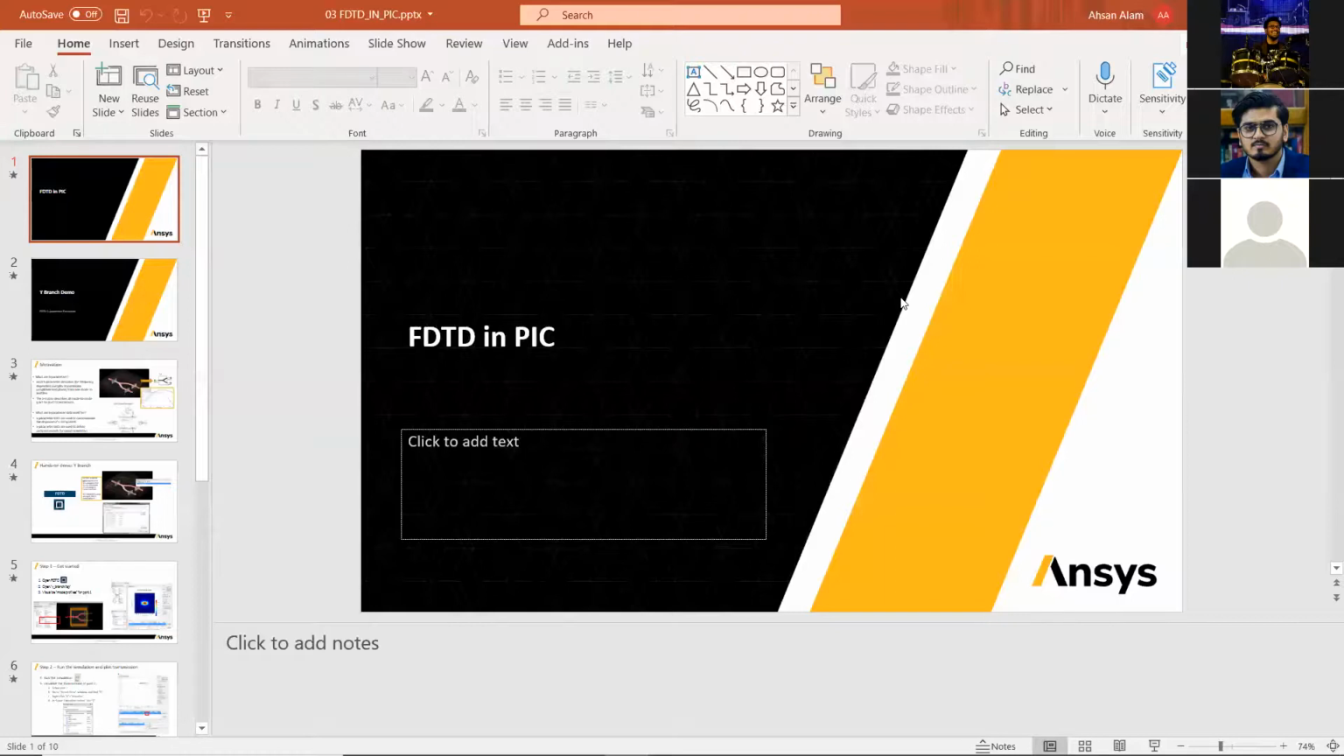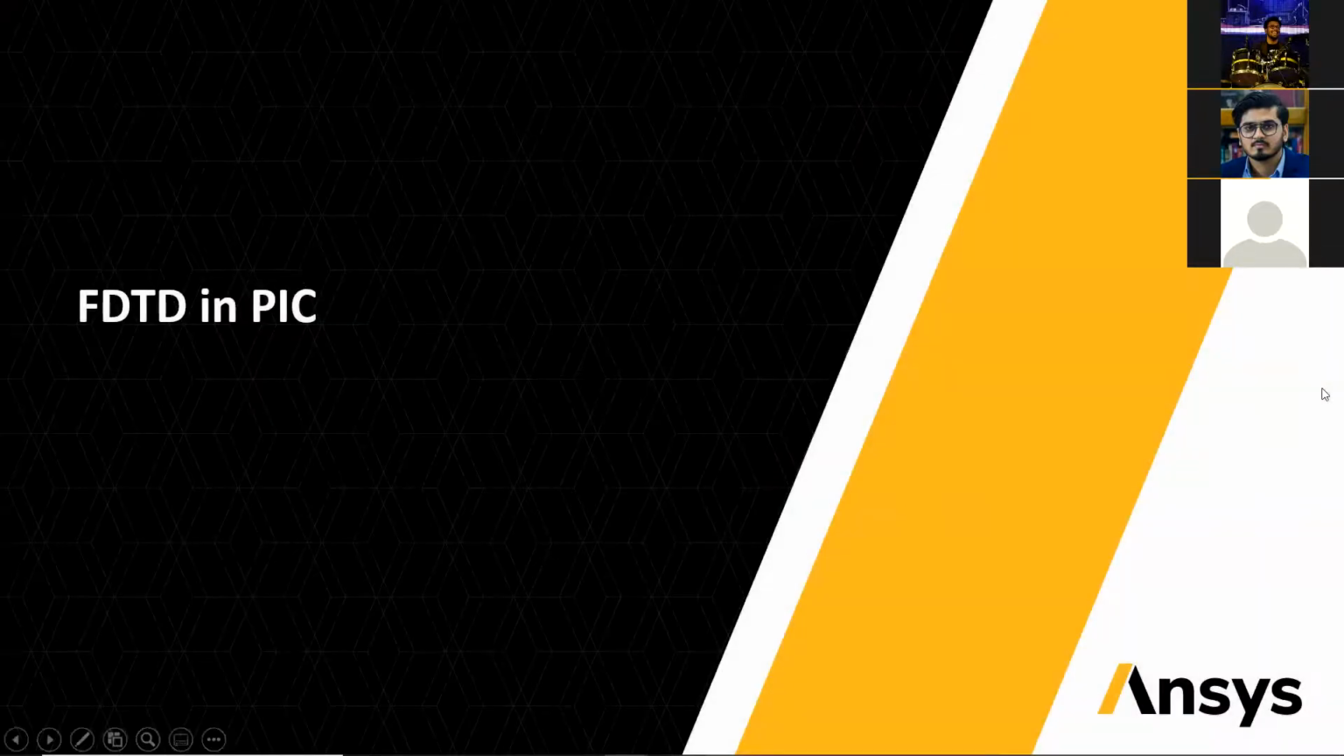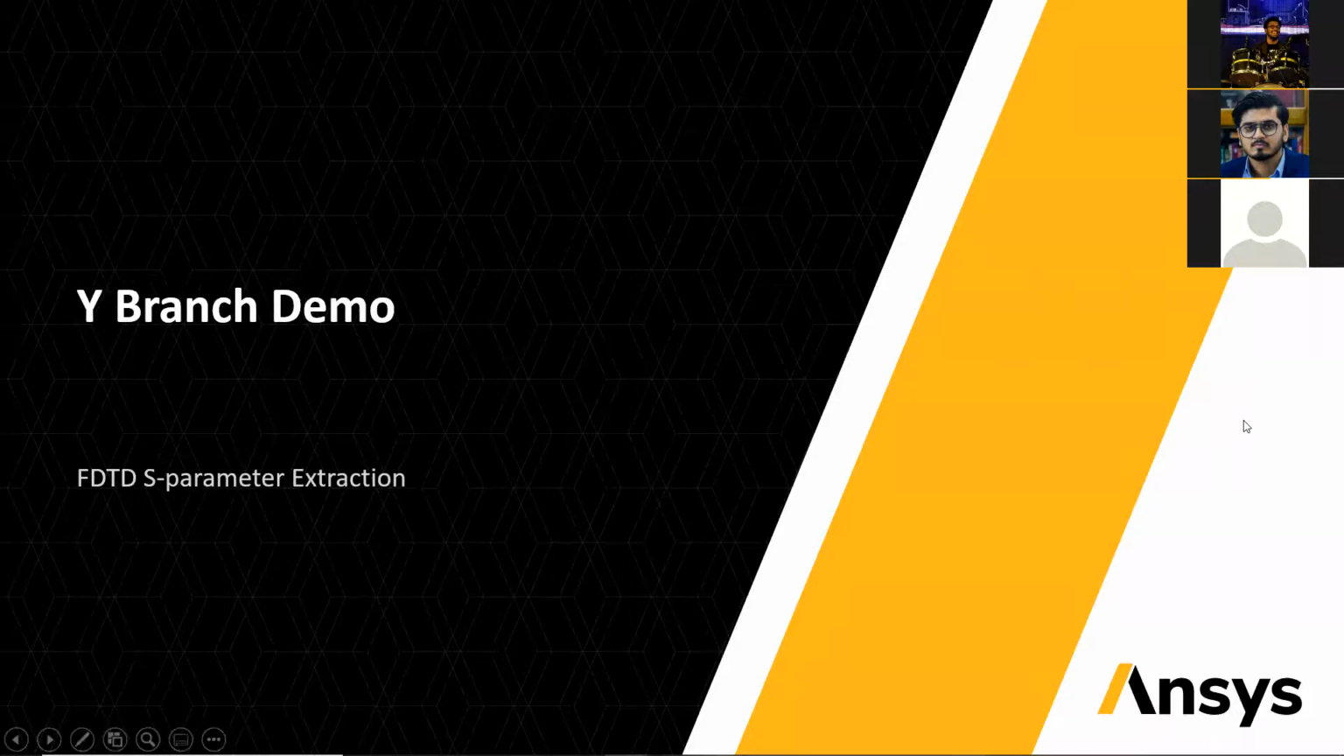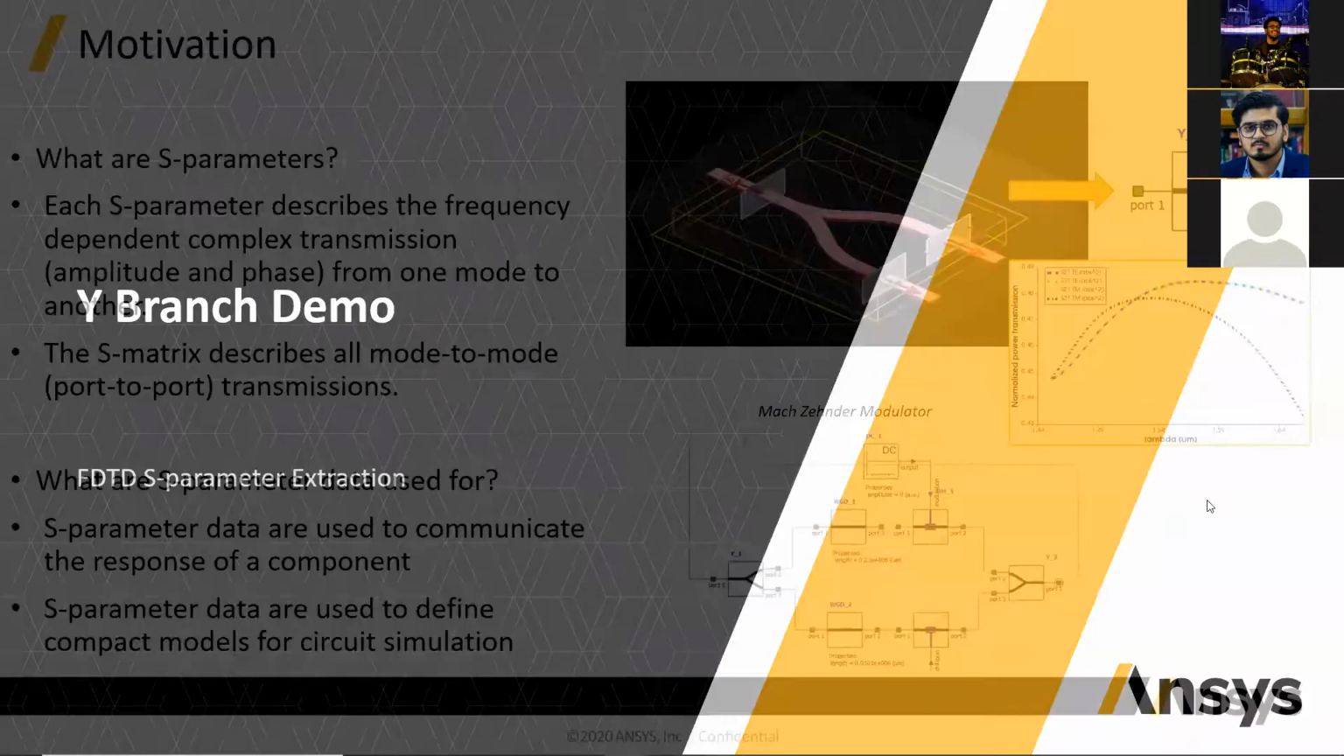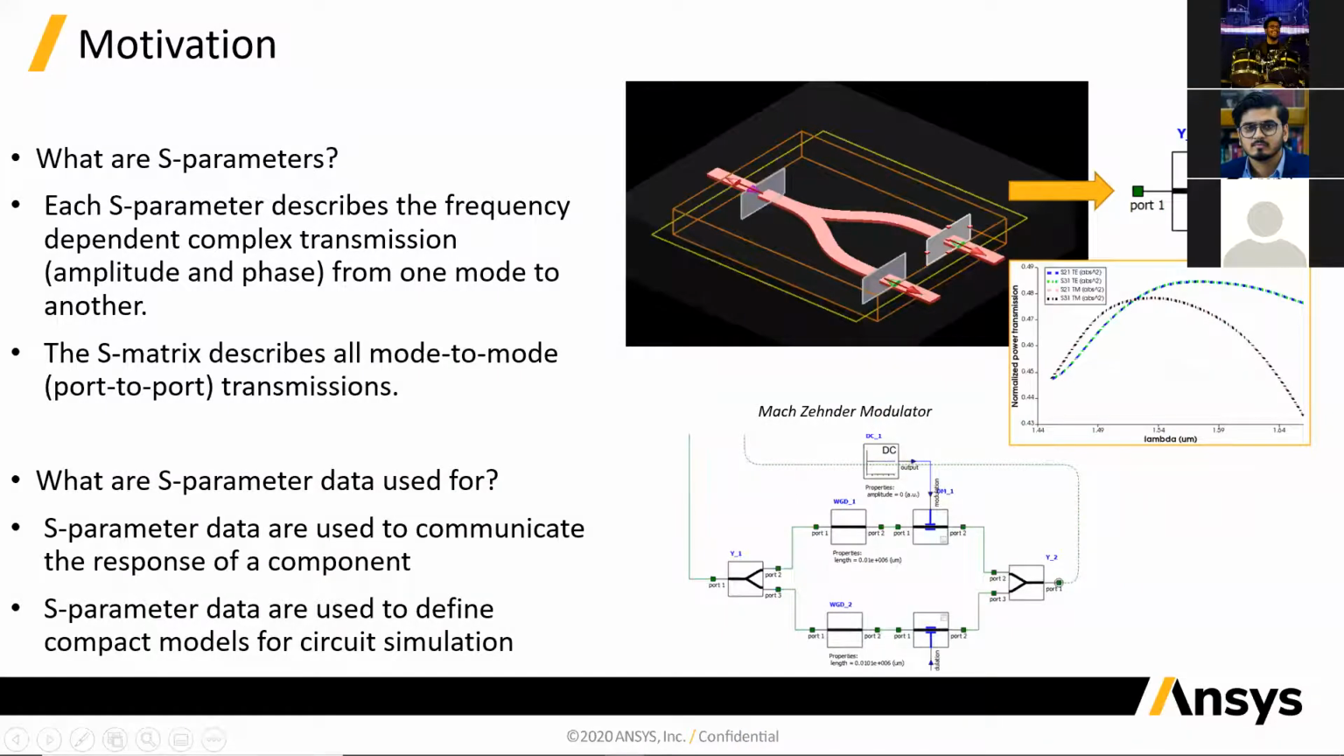Okay, so going back to my slides. The next set of slides, I'm going to quickly talk about the application of FDTD in doing simulations of components that are used in photonic integrated circuits. So this is an example of simulating a Y branch using FDTD. A lot of you are probably familiar with these types of components. These are used in photonic integrated circuits.